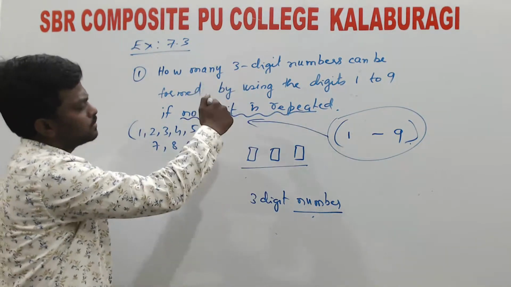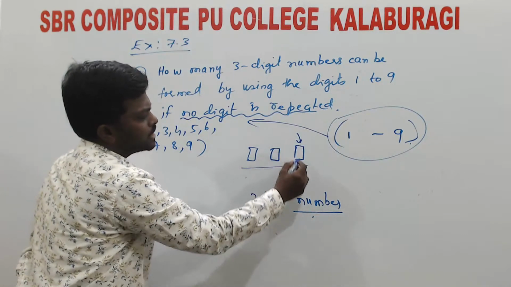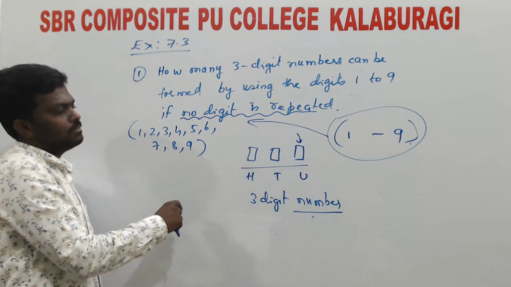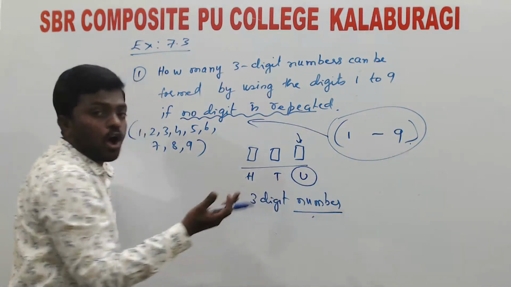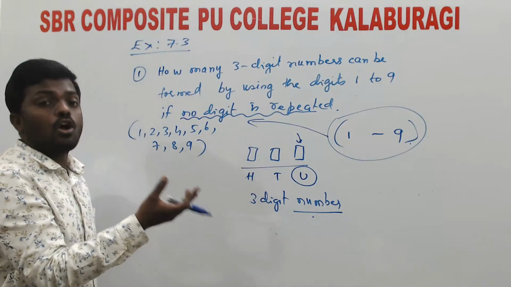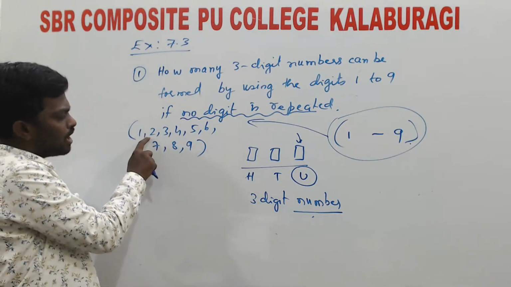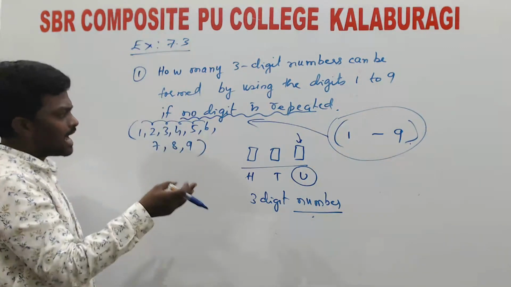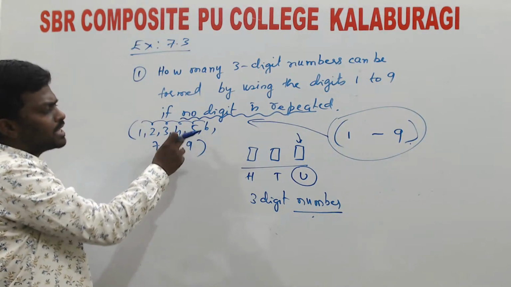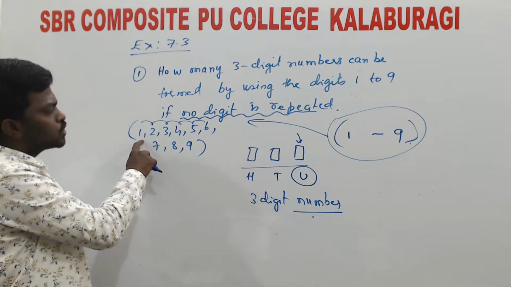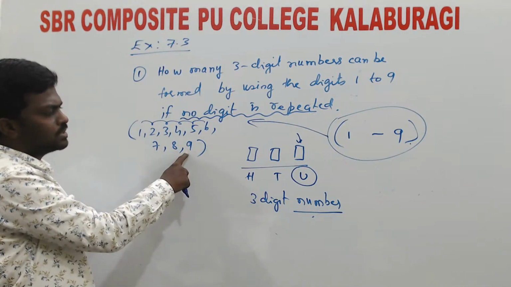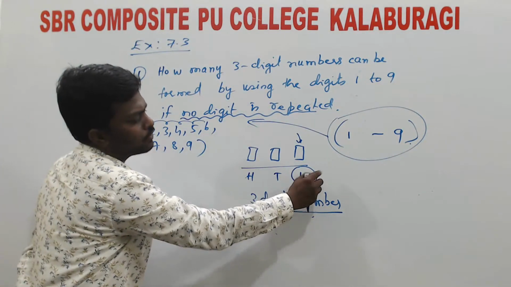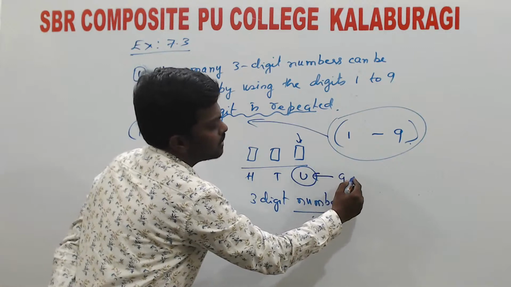So here, let this be our units place, this is our tens place, and hundreds place. Now tell me, to fill the units place, how many possibilities or how many objects do we have? All are different. You can see all are different. No number is repeating more than once. These are distinct objects, right? So among these 9, how many do we have here to fill? I have 9 possible ways, right?